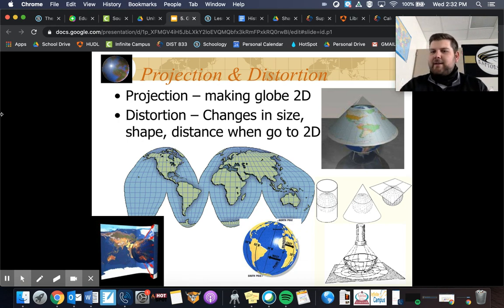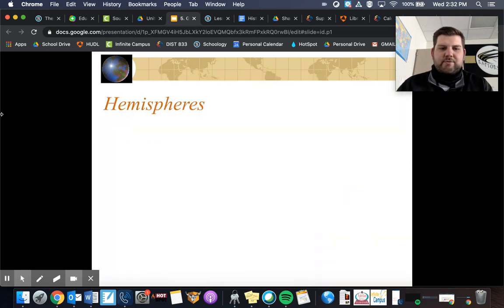It's why you have a map scale. At the bottom you always see 1 inch to a certain number of kilometers or anything like that. Obviously, it changes from a sphere to a map. That key or that scale changes, and that's called distortion.